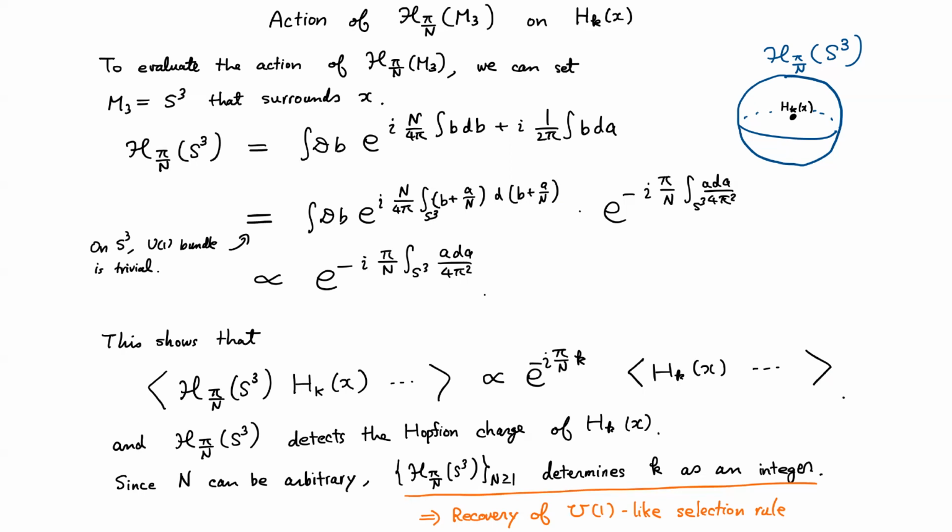If we consider this kind of correlation function when S3 is surrounding this X, then it just gives this kind of phase factor, which is just a Z_2n rotation of this Hopf symmetry, giving the Hopf charge K. So we can see that this Hopf symmetry generator correctly detects the Hopf charge K. And since this capital N can be an arbitrary integer, by considering the whole set of Hopf symmetry generators for each integer n, this kind of correlation function has an ability to determine this K as an integer. So basically this recovers a U1-like selection rule for point-like Hopf defects.